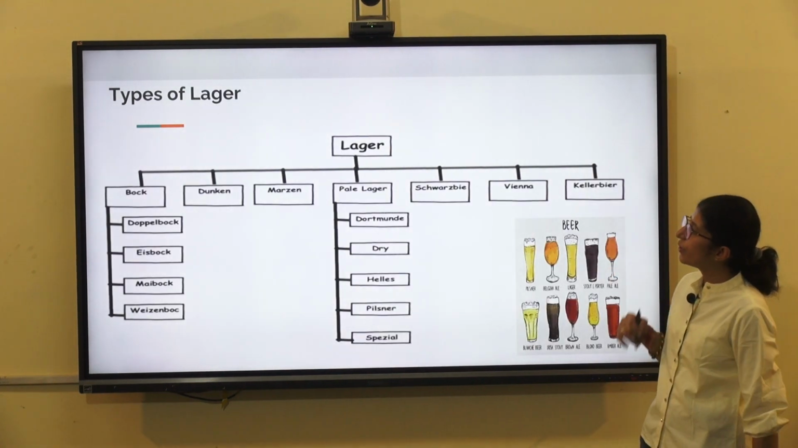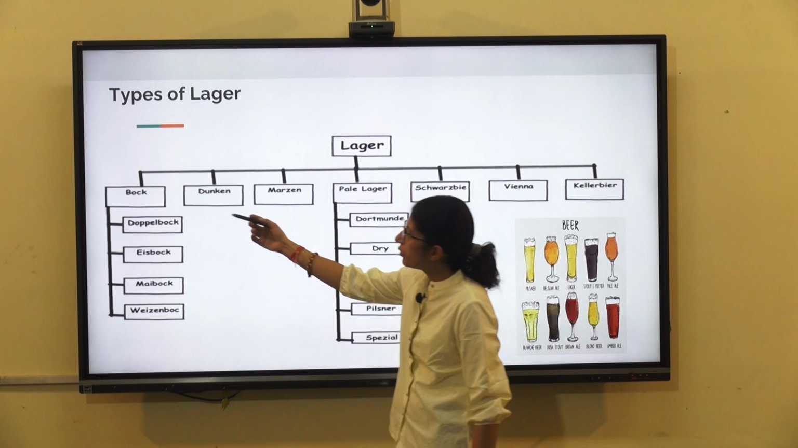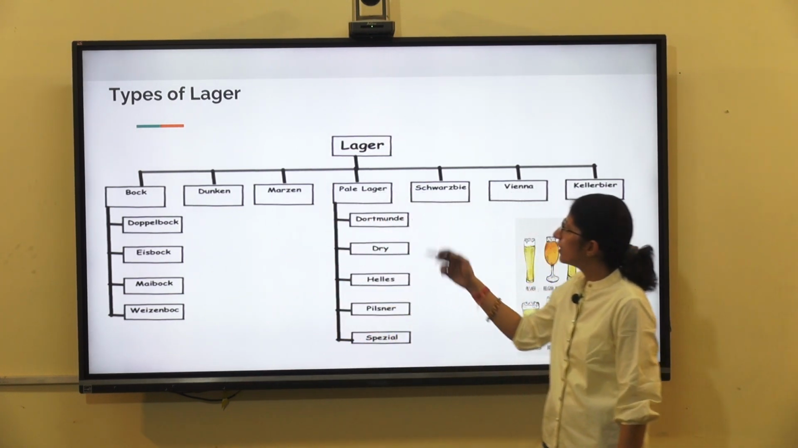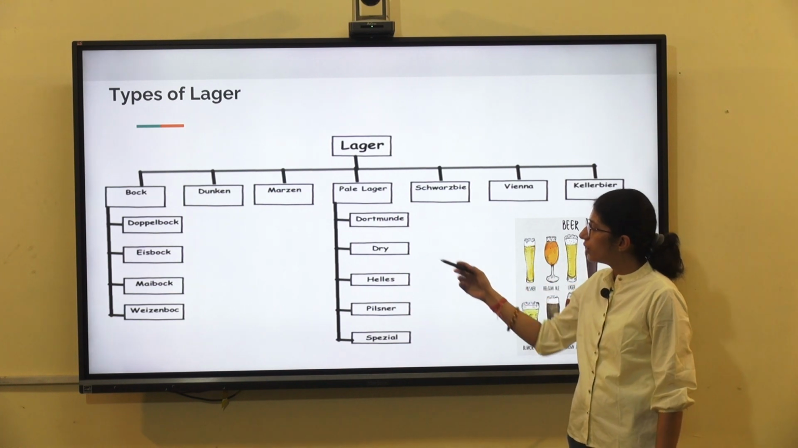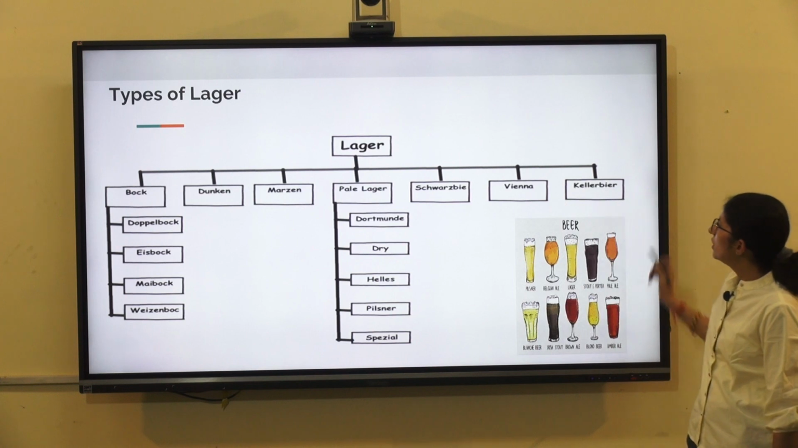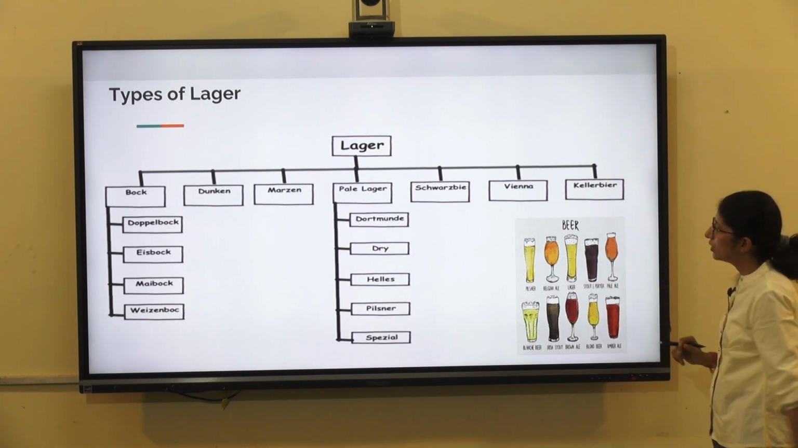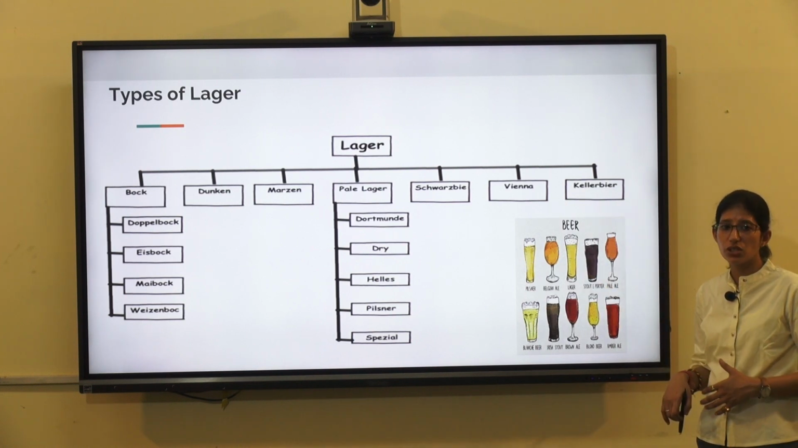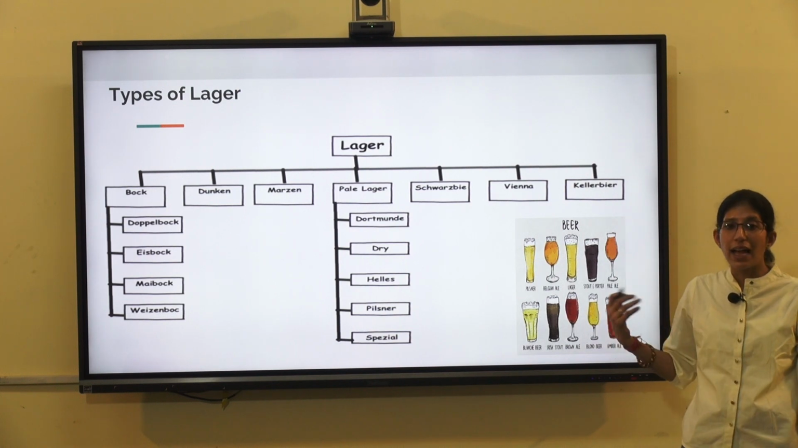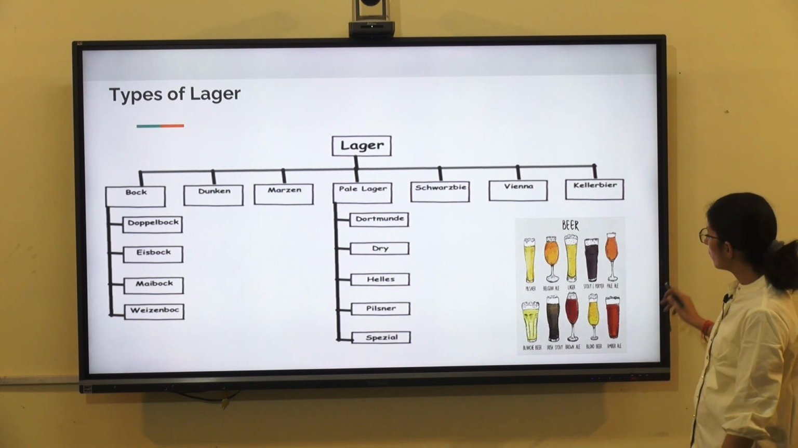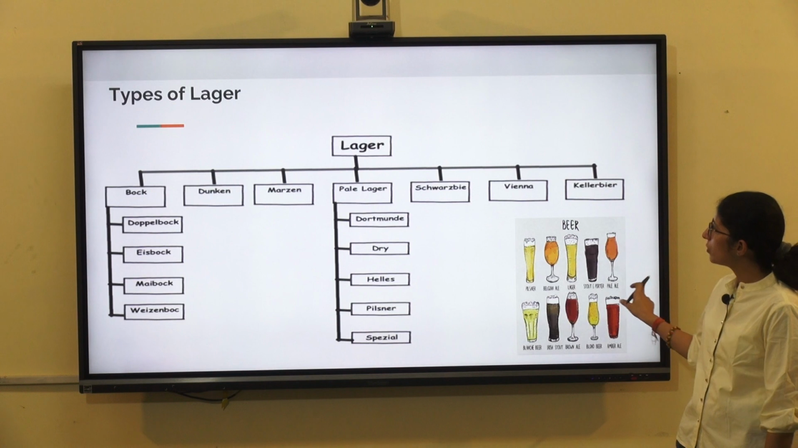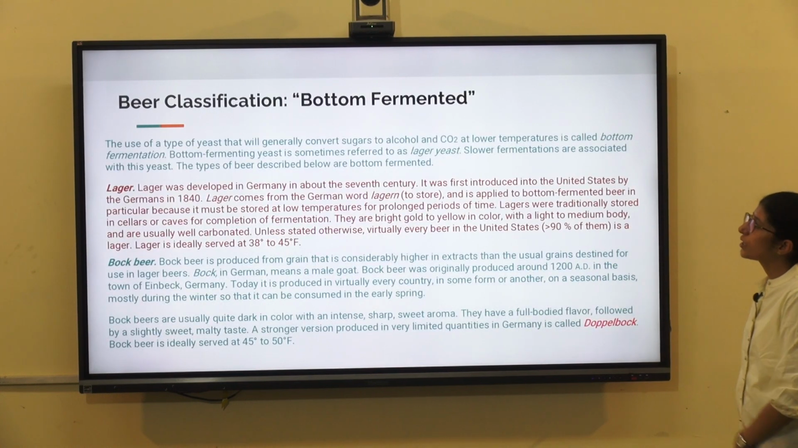Now, these are the types of lager beer. Bock: in Bock we have double bock, ice bock, mild bock and raisin bock. Dunkel, Marzen, and pale lager, where we have Dortmunder, dry, Helles, Pilsner and Spezial. Then Swiss, Vienna and Carlsberg. These are the actual beer colors represented in this picture, with a diagrammatic view of what a beer actually looks like after serving, along with the amount of carbonation represented in pictorial form.